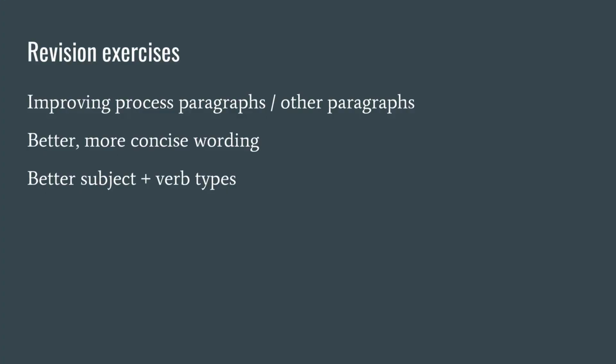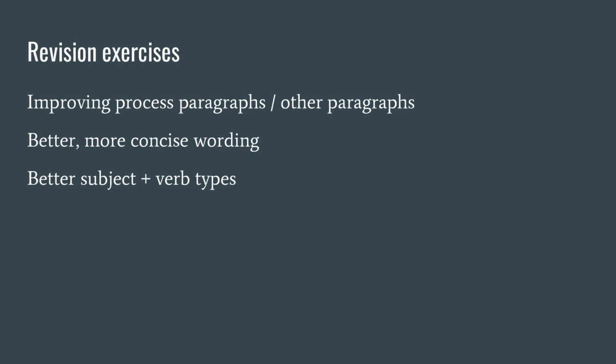In these exercises, we've seen some ways of improving process paragraphs or other paragraphs as well. These same principles would apply to other kinds of paragraphs. I think process paragraphs are just the best way of showing some of these things: better, more concise wording, better subject and verb types. So getting rid of second person and using active verbs with third person subjects, like "the driver changes the tire," passive verbs, gerunds sometimes, and things like that. These are ways of improving your writing when you need to revise your paragraph and essay assignments. So I hope this helps.